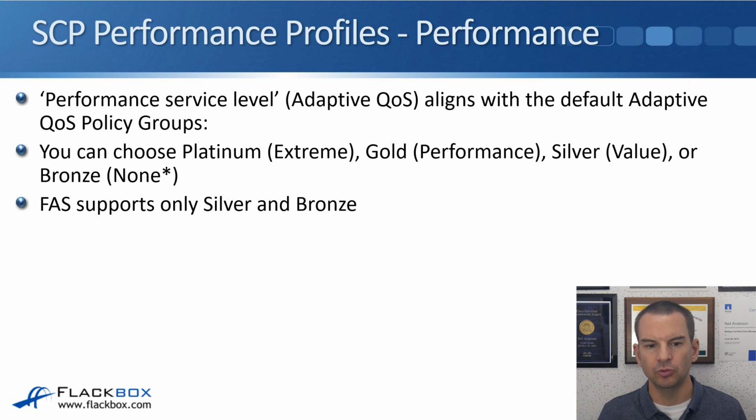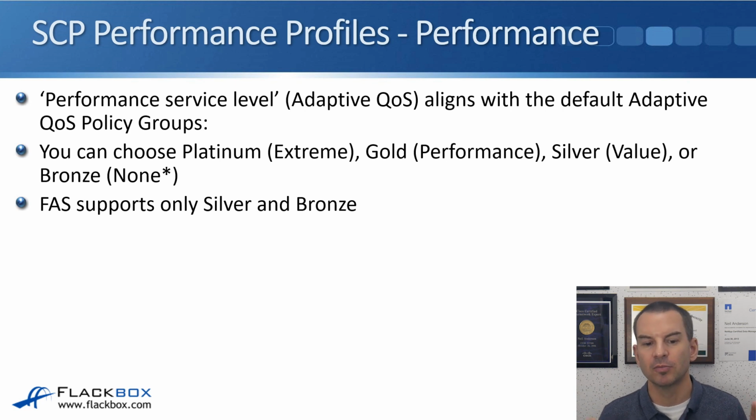Okay, so if we do choose the performance service level, which configures adaptive QoS, that aligns with the default adaptive QoS policy groups, which again we covered in the earlier lecture about storage QoS. You can choose the Platinum storage capability profile, which uses the extreme adaptive QoS level. You can choose the Gold SCP, which uses the performance level of adaptive QoS. Silver is the value level. And you can also select a storage capability profile of Bronze, which is none. And I've put a star on that. I'll explain why in a few slides' time.